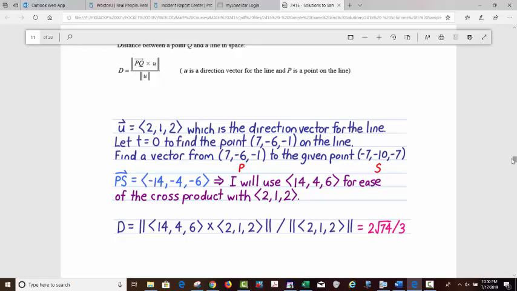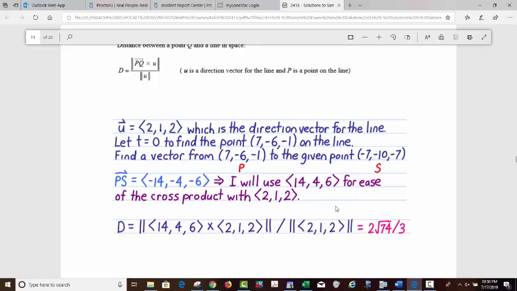So we have to find the vector between those two. So negative 7 minus 7 is negative 14. Negative 10 times negative 6 is negative 4. Negative 7 minus negative 1 would be negative 6.